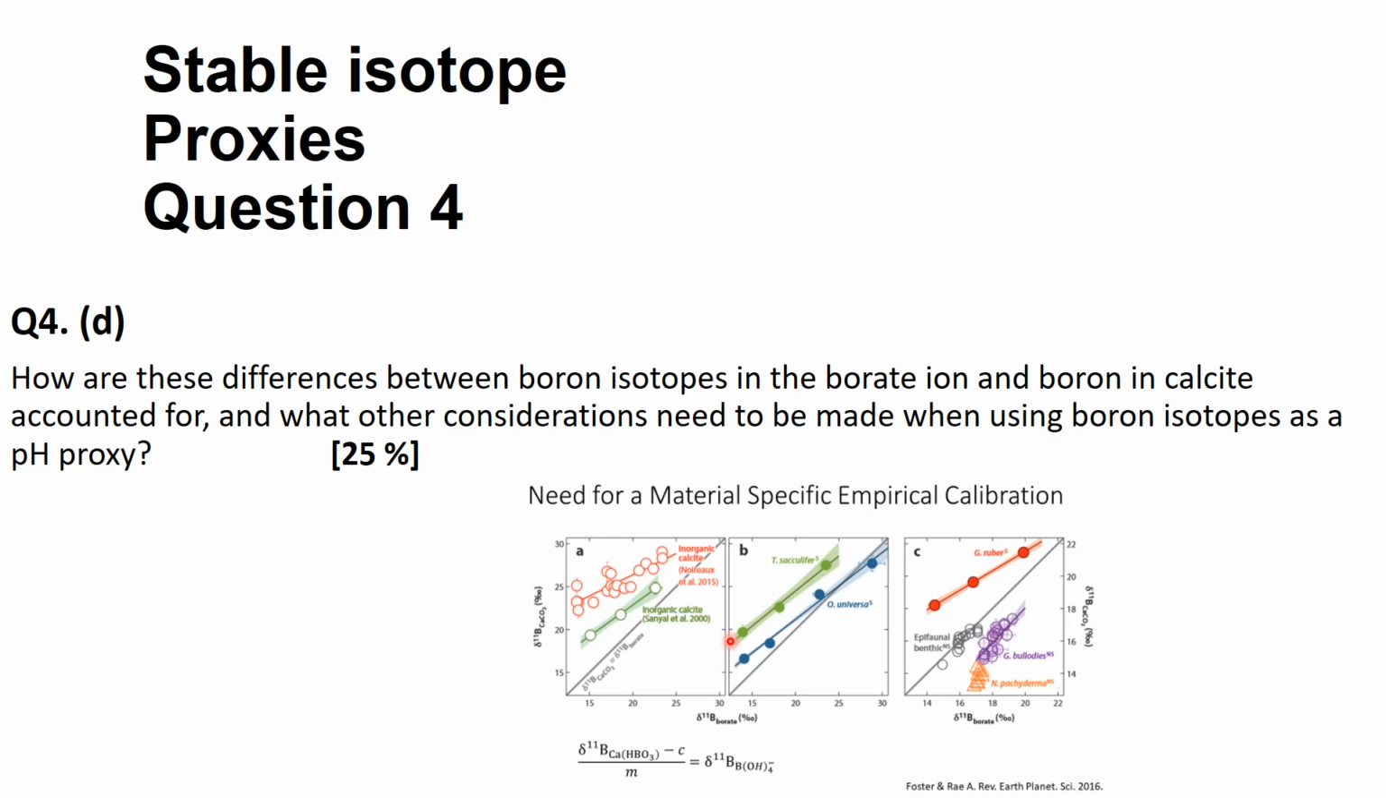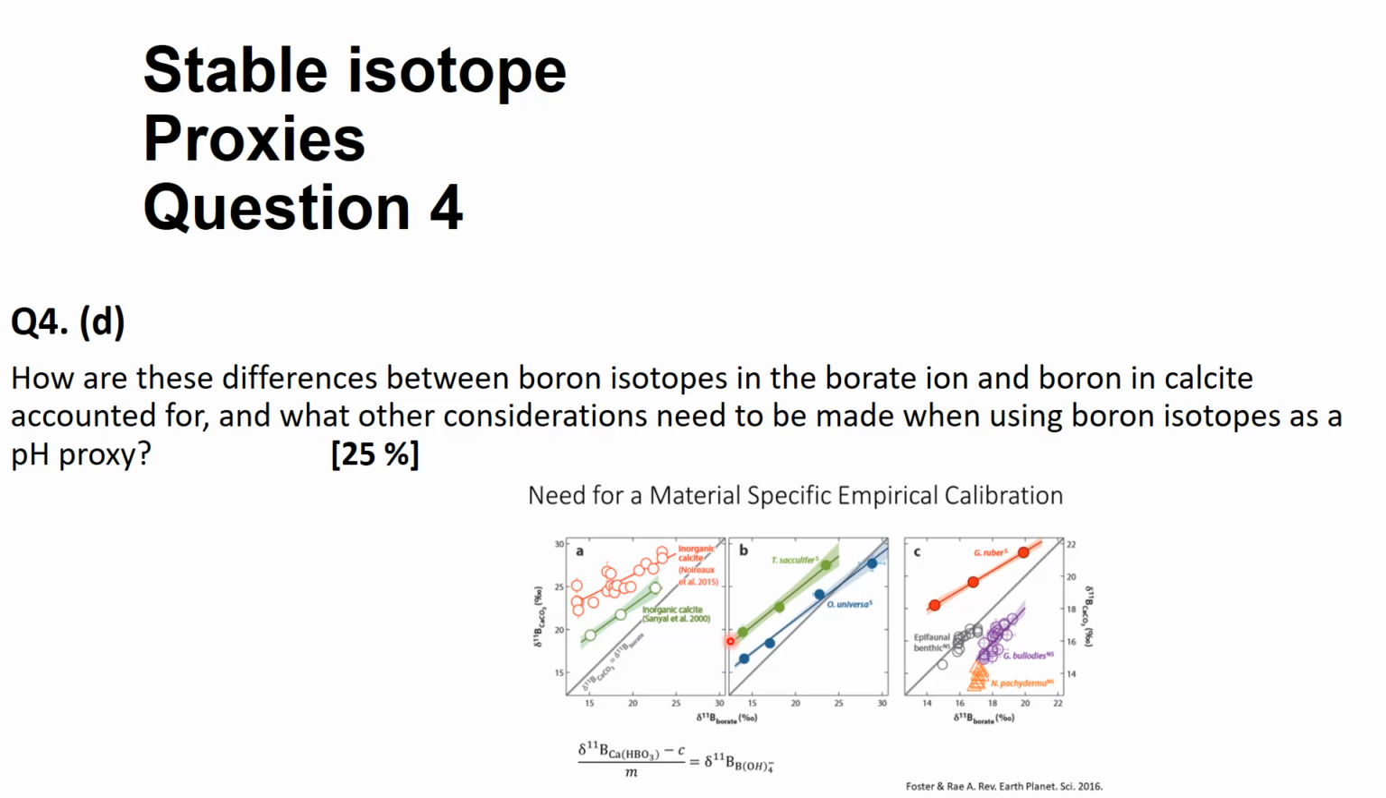So what I was really looking for here is the kind of stuff we talked about in the lecture in terms of having to do empirical calibrations, having to do temperature corrections, because fractionation factors might be temperature dependent, and they are temperature dependent. We need to worry about that, and what we can do about that.